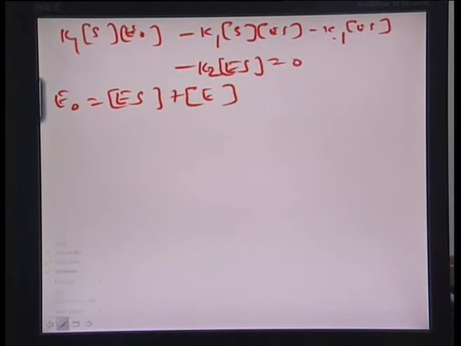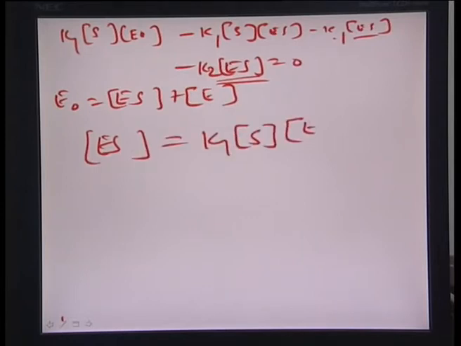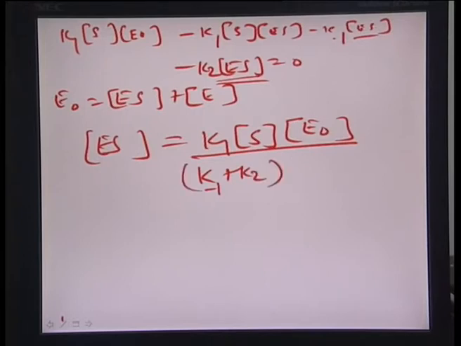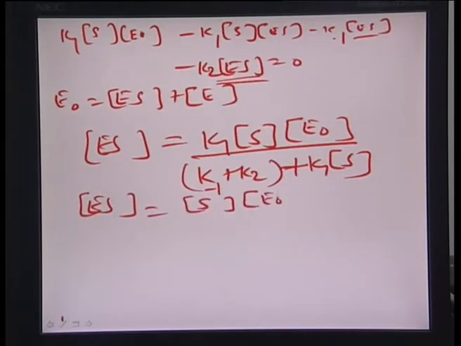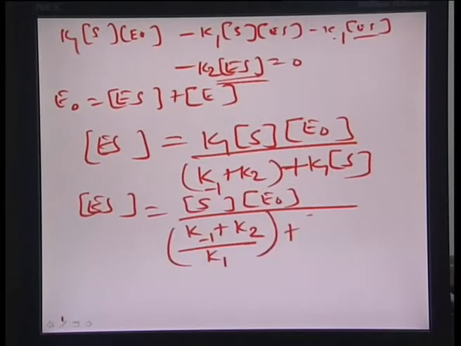So assuming this to be true, we are able to solve from this the concentration of the enzyme substrate complex at any point of time, which is equal to K1 times concentration of S times concentration of E0, the total enzyme available, divided by K minus 1 plus K2 in brackets plus K1 times concentration of S. If you divide by K1 in the numerator and denominator, we are left with the enzyme substrate concentration as S times E0, where S is the concentration of substrate and E0 is the total enzyme concentration, divided by K minus 1 plus K2 by K1, plus the concentration of S.